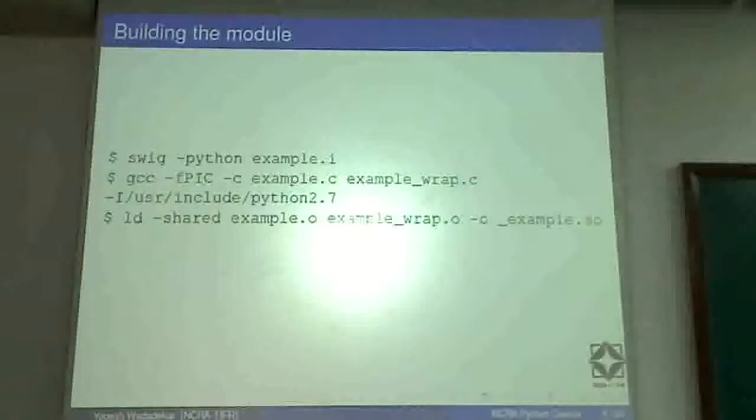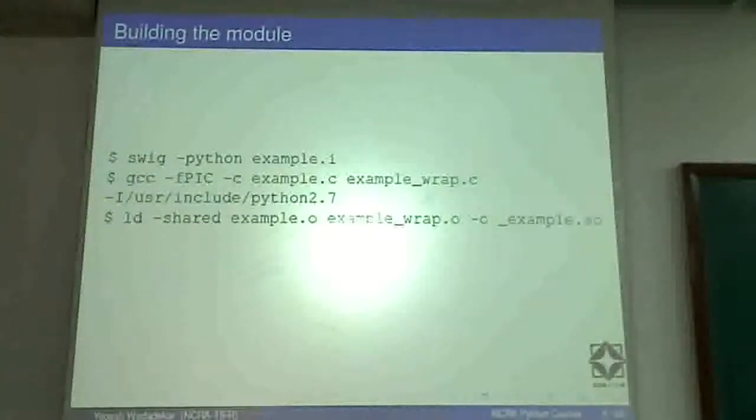Okay. Now you need to use the linker in order to link example.o, which got created, and example_wrap.o, which also got created. And you link them into a shared library, and I give this -o option as the location of the file where I want to place that output shared library.